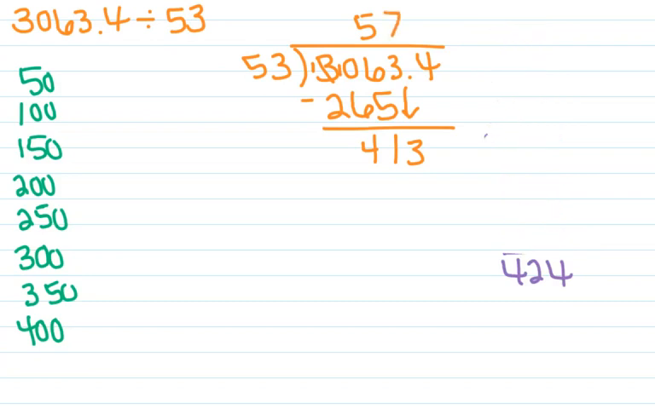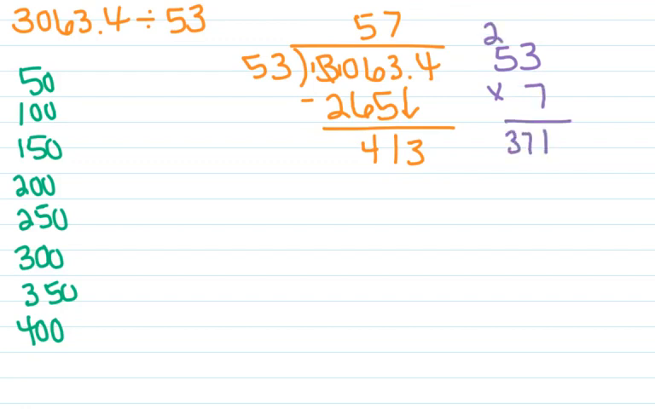So I'm going to get rid of all this extra work over here and find out 53 times 7, I get 371. So that will actually fit here. So I'll just put 371 here. When I subtract, I get 42. Now I'm going to bring down my 4, and I have 424.